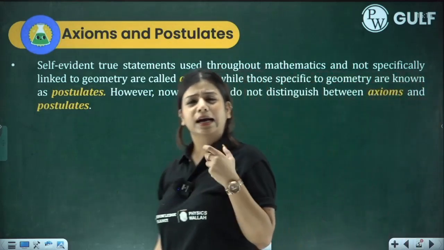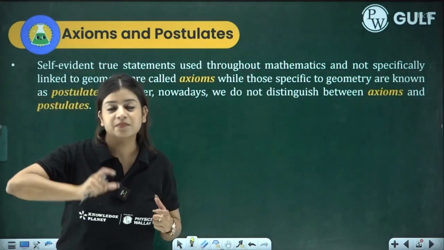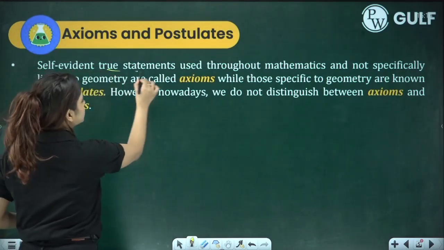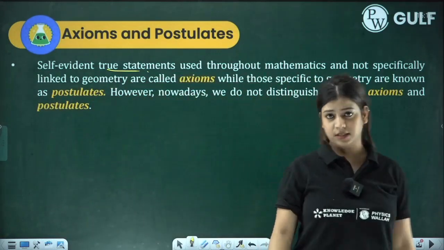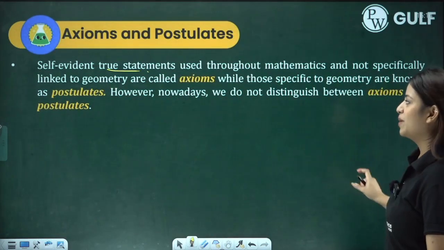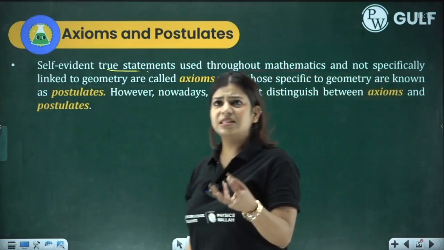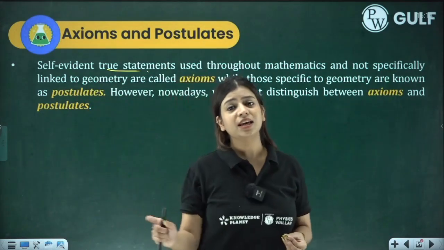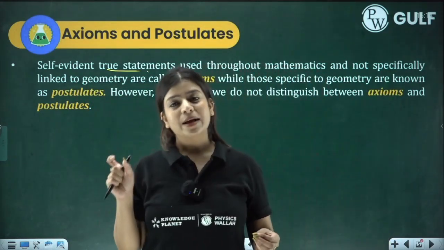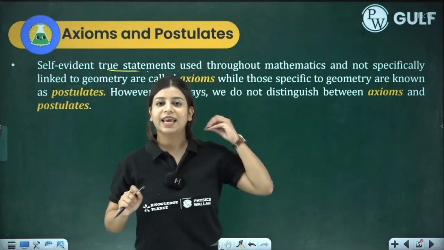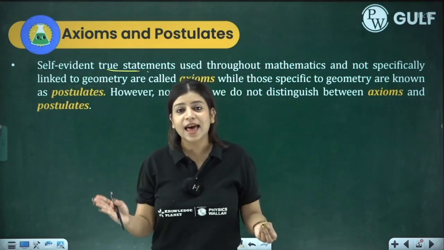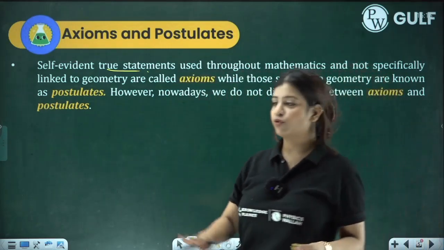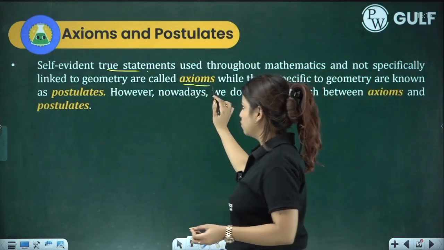First of all, let us understand what the word axiom means and what the word postulate means. Self-evident true statements used throughout mathematics and not specifically linked to geometry are called axioms, right? Basically in English, what we call facts, universal facts. The sun rises from the east, a universal fact, right? So all these are things that do not need any proof. These are facts, self-proven, self-evident, which do not require any proof. Such things are called axioms, right?